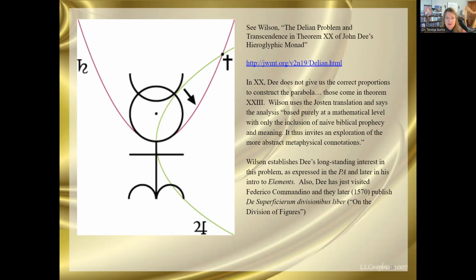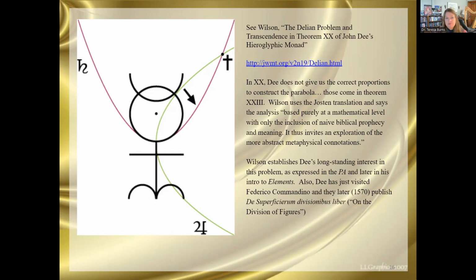D also implies this in his introduction to the first English translation, as I've mentioned. Now remember, just the year before, 1563, D is down there visiting the Duke of Milan, and the court mathematician is a very talented man named Federico Commandino. Commandino gives D a gift, De Superficierum Divisionibus Liber, which is on the division of figures, something that would seem to have influenced the monad also. And by 1570, these two have published it together.